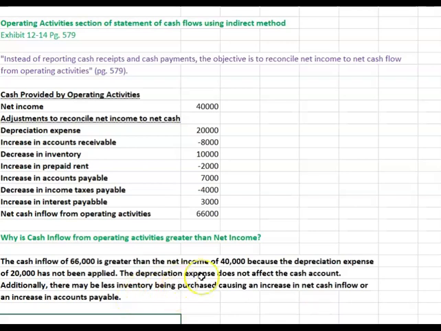So once again, depreciation expense does not affect the cash account because we're going back to the indirect method. Instead of reporting cash receipts and cash payments, reconcile the net income to net cash flow from operating activities. If you're using the direct method, you're likely to face a different result, but with the indirect method using the current cash flows statement of cash flows, that's the answer to question 2.